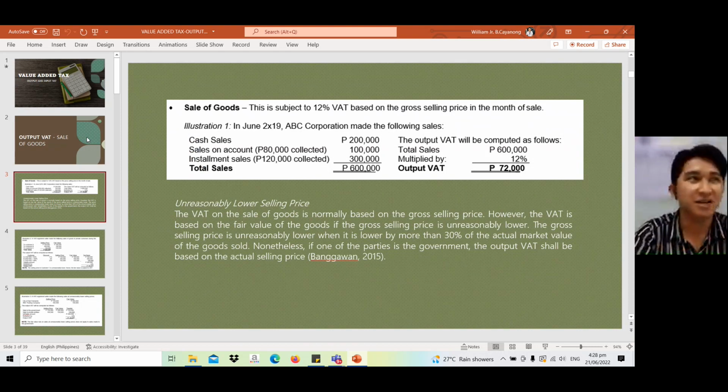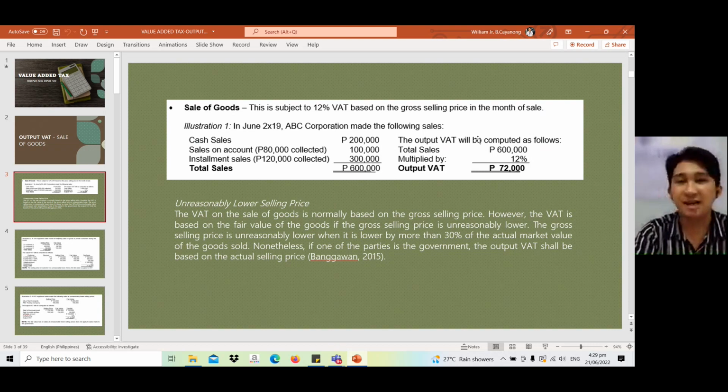So we have here illustration number 1. In June 2019, ABC Corporation made the following sales. We have here cash sales, 200,000. May sales on account po tayo, 80,000, of which 80,000 was collected. Installment sales of 300, of which 120 was collected. And that is a total of 600,000 pesos. So we have here the output VAT. How do we compute for the output VAT?